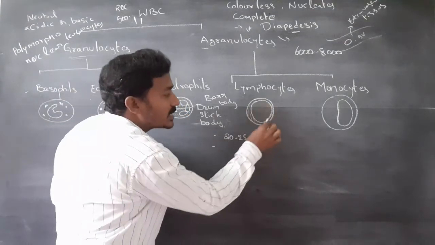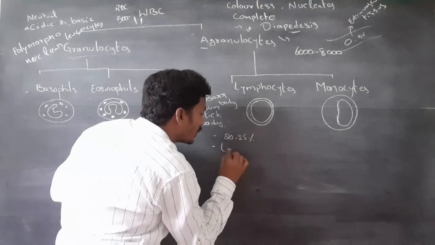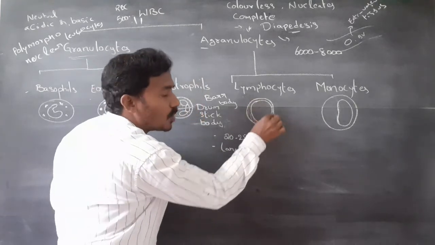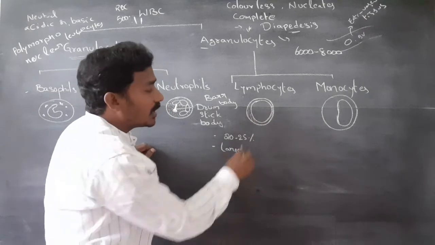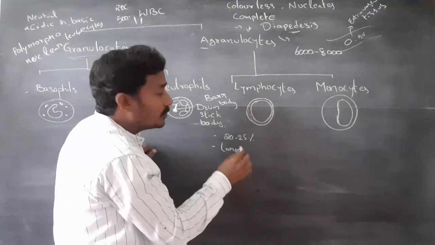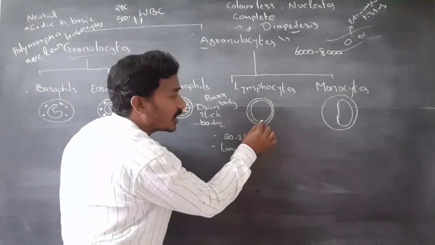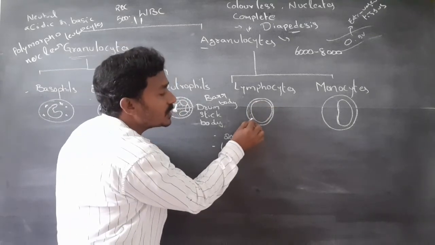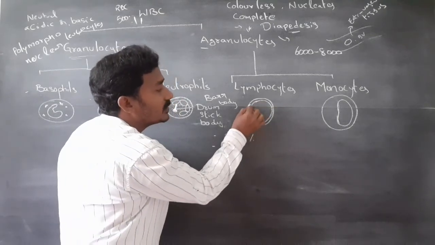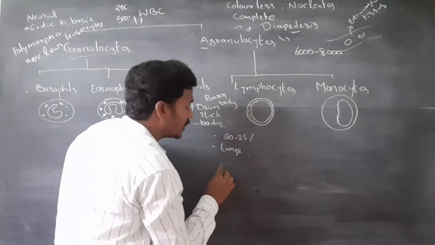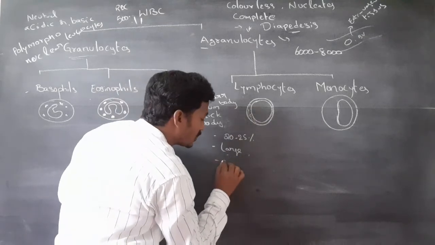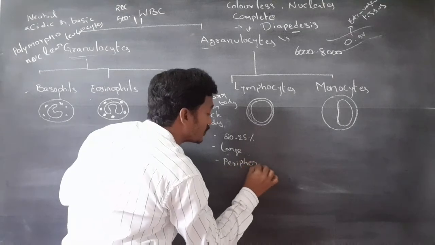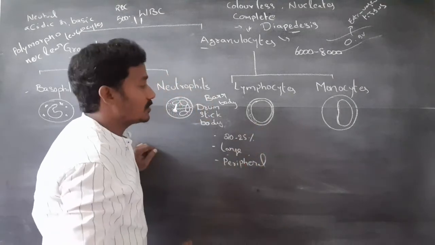The lymphocyte cell is smaller and round in shape, but the nucleus is large in size. The cytoplasm is peripheral. Large nucleus and peripheral cytoplasm.